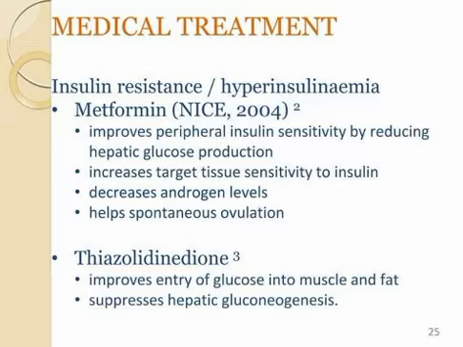Metformin is the most common medicine taken to treat insulin resistance. Metformin mainly improves peripheral insulin sensitivity by reducing hepatic glucose production, and it also increases target tissue sensitivity to insulin. Thus, it also decreases the androgen levels and helps in spontaneous ovulation.